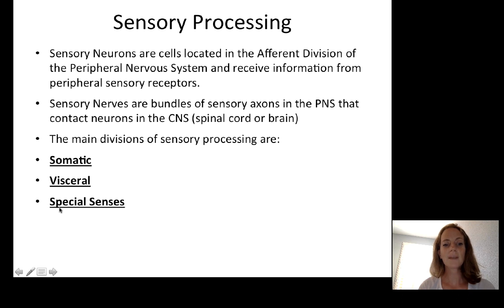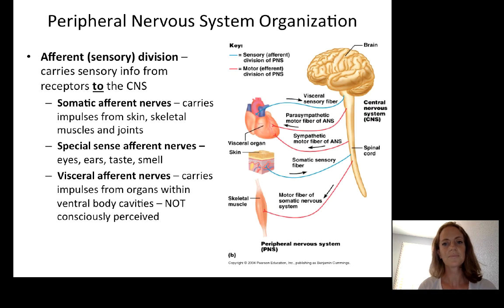And then finally, special senses, which we tend to focus a little bit more on intuitively, so it makes more sense to us when we talk about vision or hearing or taste and smell. These are very vibrant sensations in the body, and those are through special sensory organs. So the organization of the peripheral nervous system is the afferent sensory division, which carries sensory information from the receptors to the central nervous system. And I want to focus here on this word receptor.